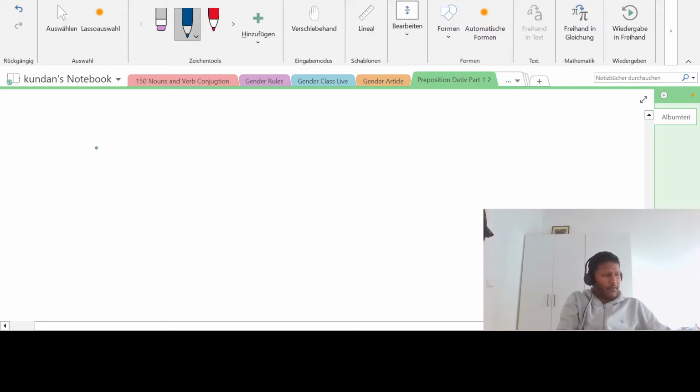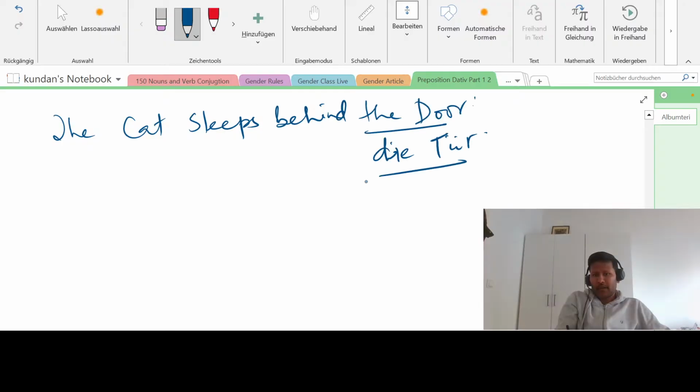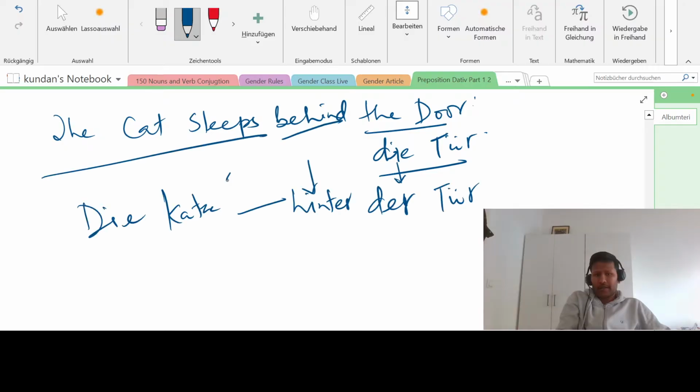I said the cat sleeps behind the door. So this die Tür will become what? Hinter, this is behind. Hinter, die will change to dative, der Tür. Rest is same. You will say die Katze schläft, the cat sleeps. You will say die Katze schlief, slept, hinter der Tür.